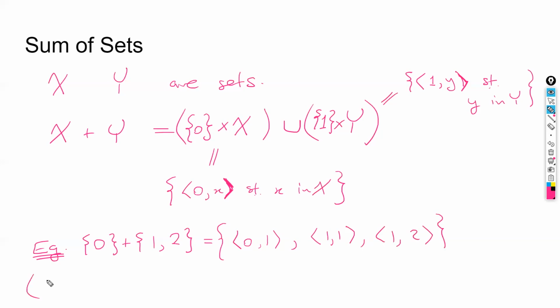So in general, if x has n points and y has m points, then x plus y has n plus m points. And this is exactly why it's called a sum. That's why I like to call it the sum, that it satisfies this property down here.